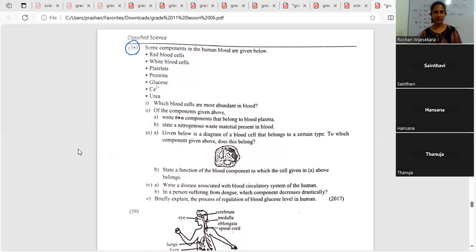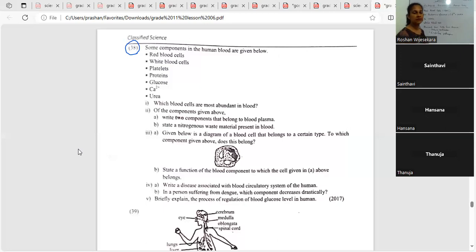Those are the functions. So one function is to protect our body from diseases. Then question number 4, part A: write a disease associated with the blood circulatory system of the human.